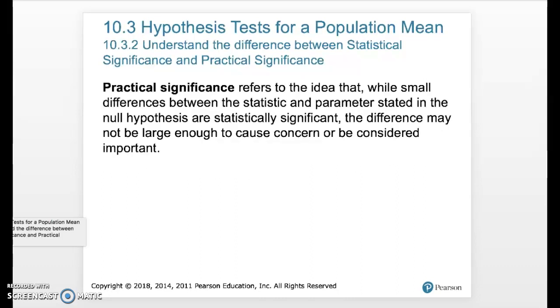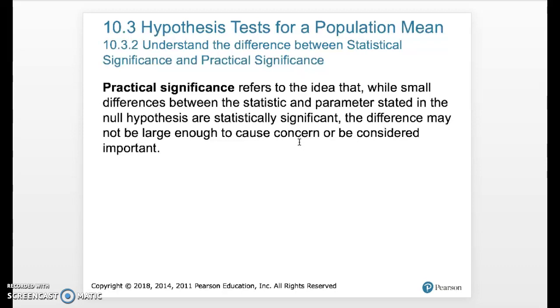So let's look at the definition just to recap that concept here. Practical significance refers to the idea that while small differences between the statistic and the parameter stated in the null hypothesis are statistically significant, keep in mind that term means we had a low p-value, the difference may not be large enough to cause concern or be considered important.